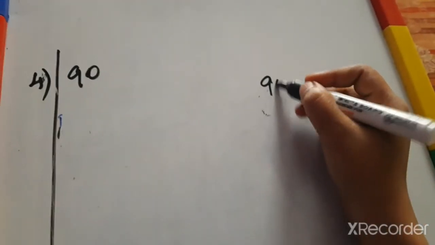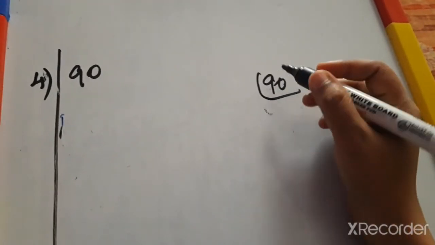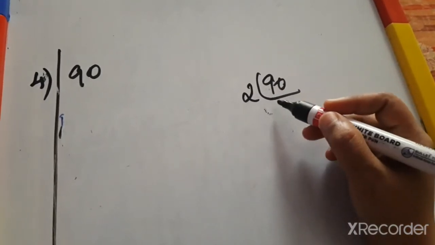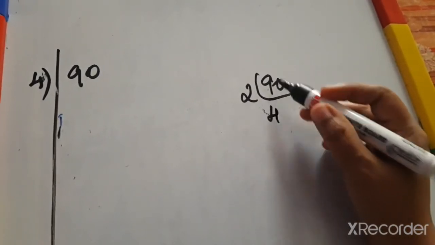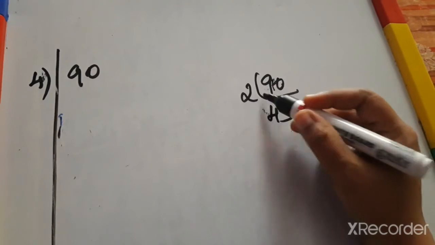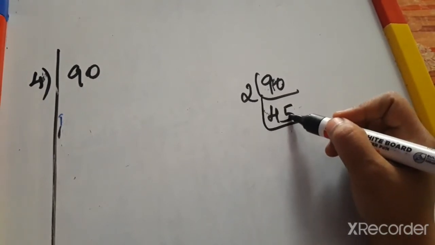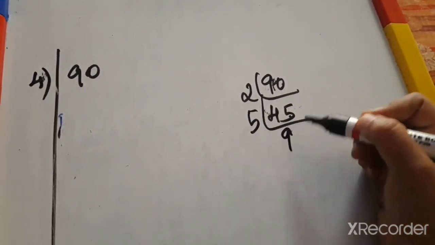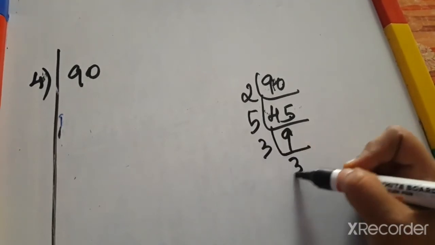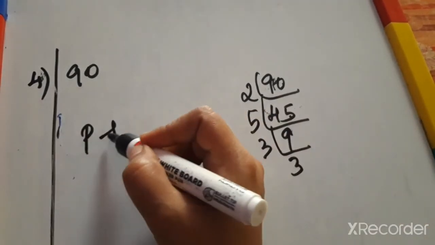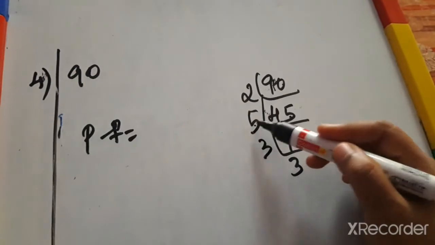Next is 90. 90 means last number is even, so we can try with 2 ones are tables. 2 is a prime number. 2 4s are 8, 1 carry. 2 5s are 10. Last number is 5, so it multiplies with 5 ones are tables. 5 9s are 45. 3 3s are 9. Prime factors are 2 into 5 into 3 into 3.